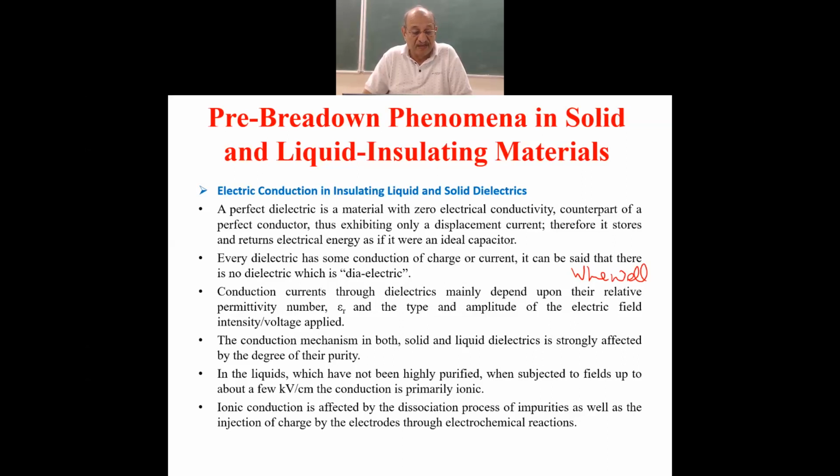The conduction currents through dielectrics mainly depend upon their relative permittivity, that is epsilon r, and the amplitude of the electric field intensity or the voltage applied. You know, at the same voltage, if we change the configuration of the electric field, the magnitude of field intensity may change considerably.